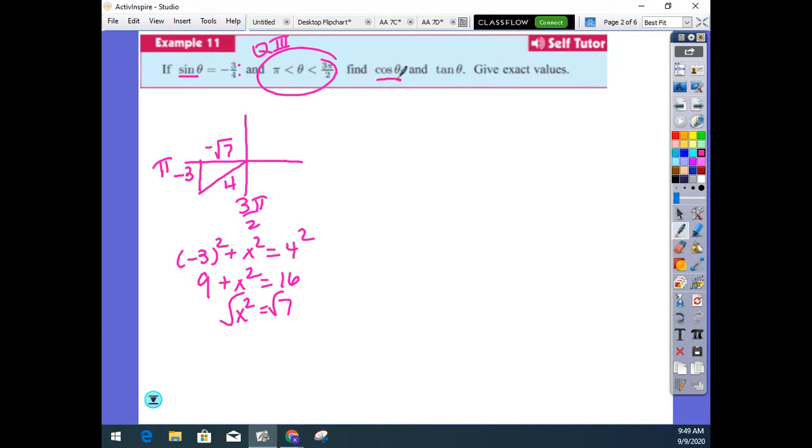And what is cosine in this triangle? Cosine is x over r. Tangent is y over x. Now, I don't care necessarily if you fix the denominator, but whenever you have two negatives, make sure you simplify that. And that's your answer.